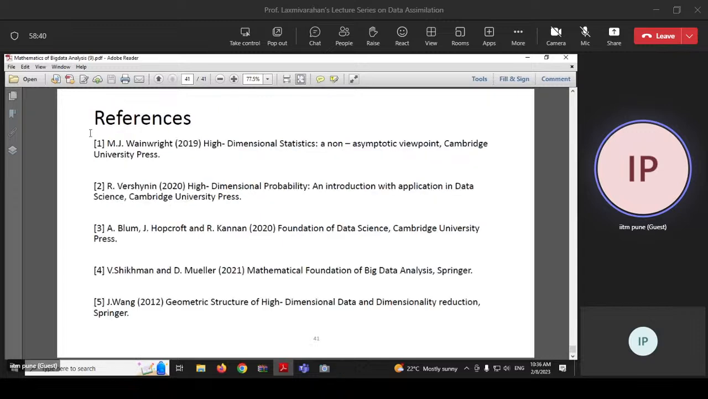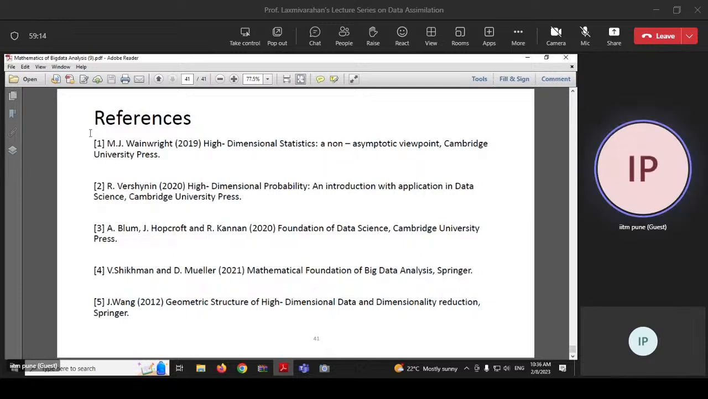Now I would like to give some references. High-Dimensional Statistics: A Non-Asymptotic Viewpoint. This book has one very good chapter on estimating covariance matrices for various combinations of values of n and p. I don't know whether the library has a copy. Maybe you can order a copy of that book. High-Dimensional Probability: An Introduction with Applications in Data Science. That's also an extremely good book.